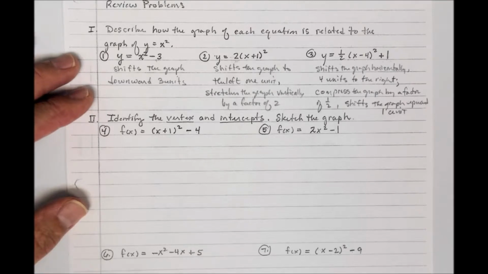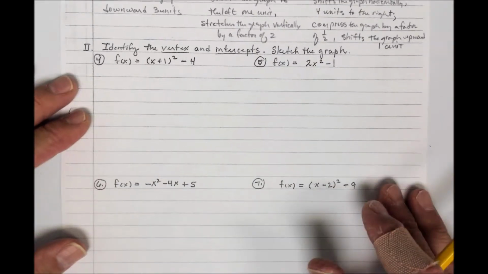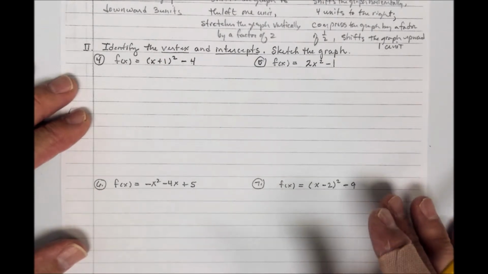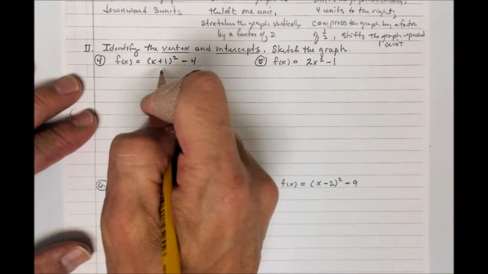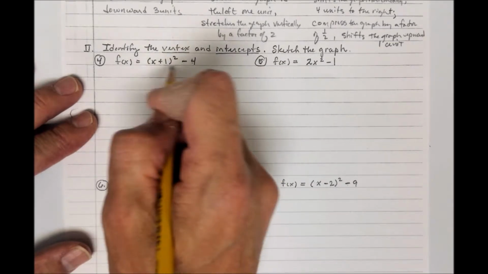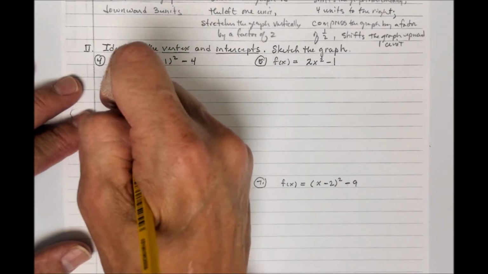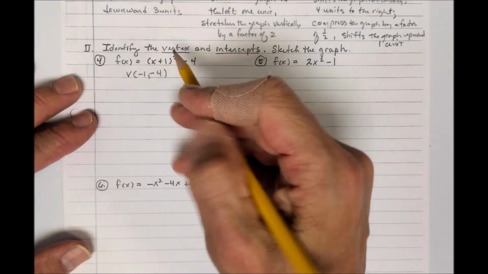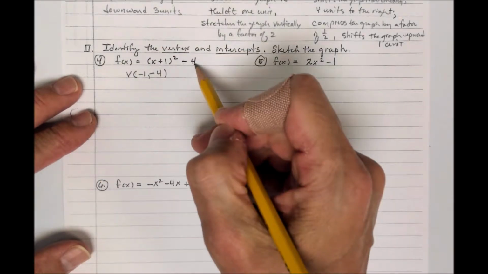Now, identify the vertex and the intercepts and sketch the graph. Well, this is still in section 2.1. What I want to do is graph some parabolas with you. Now, in the first case, the vertex is a gimme because it's already in standard form, vertex form. My vertex is -1, -4. Kind of the opposite of what it looks like inside, exactly what it looks like outside.